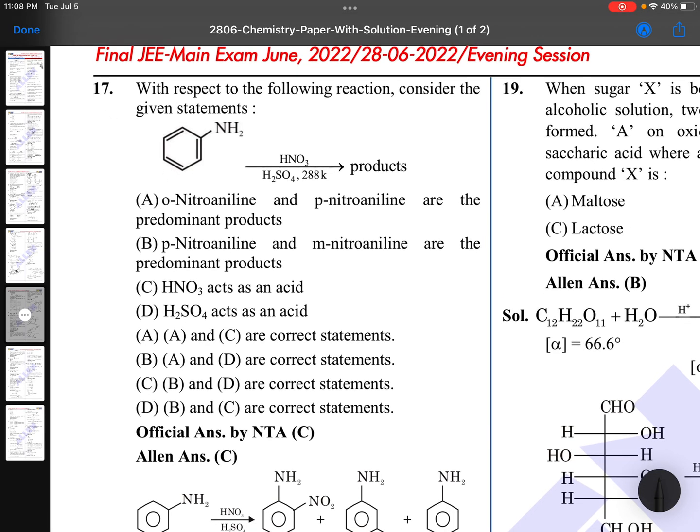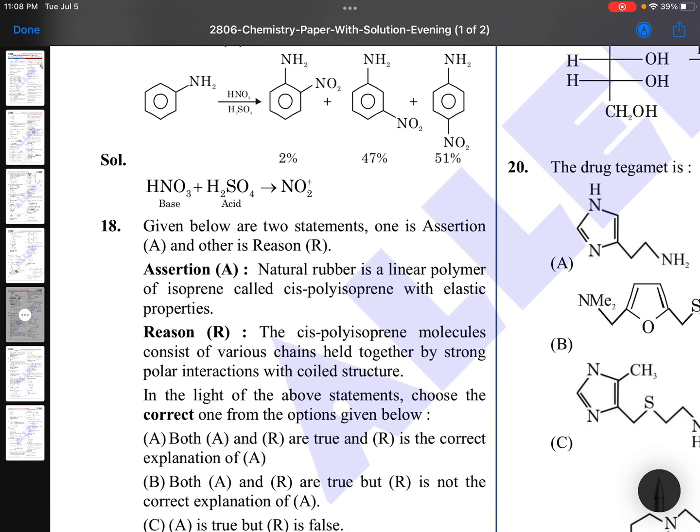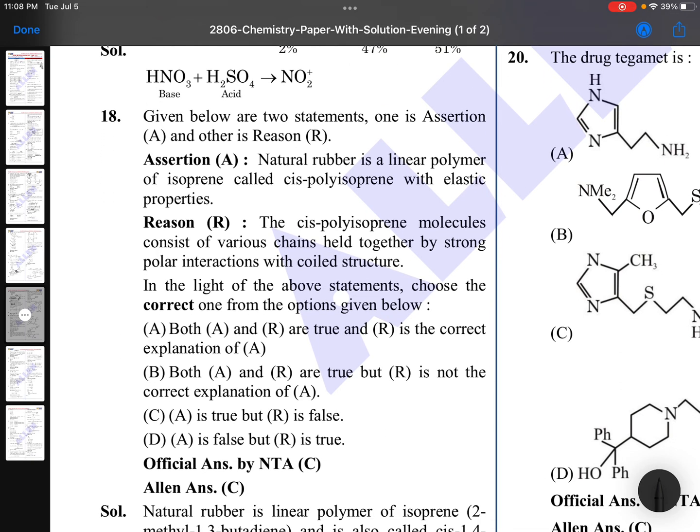With respect to the following reaction, consider the given statements. HNO3, H2SO4, when you are taking paranitro and metanitro, this I was telling you, this is 51%, this is 47%. So this is right. And H2SO4 acts as an acid, HNO3 functions like a base. Remember this, this is one interesting point. So B and D are right statements. Given below are two statements, one is assertion, second is reason. We saw this question too. This question is also right. A is true but R is false.